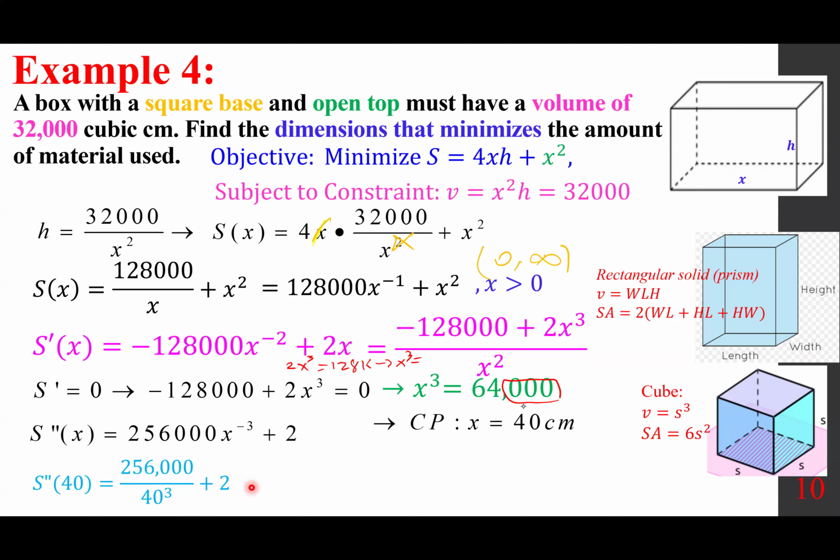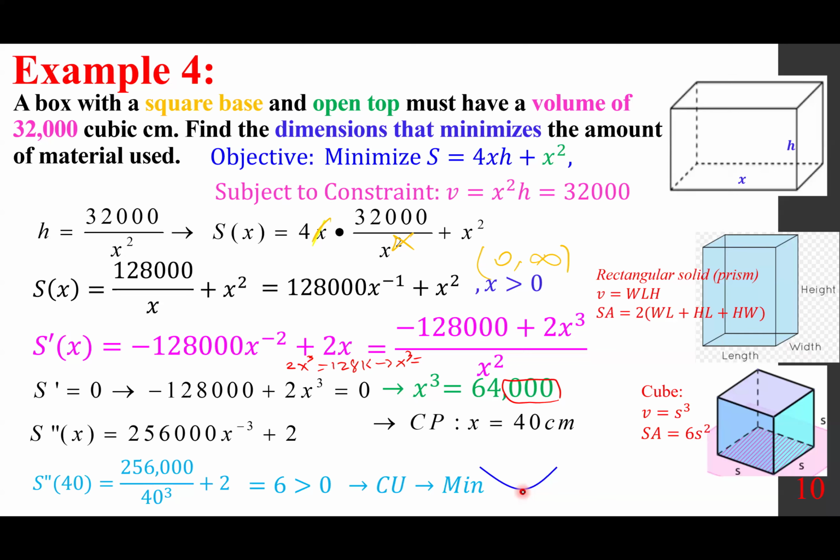However, 40 cubed, remember it was 64,000. When you divide, you get 4, and 2 is 6. So what I'm interested in is that it's positive. When it's positive, it's concave up. Concave up means minimum because it looks like that. So minimum occurs at x equals 40.